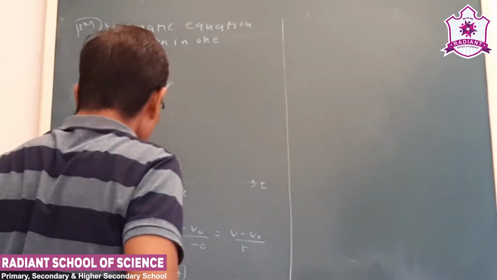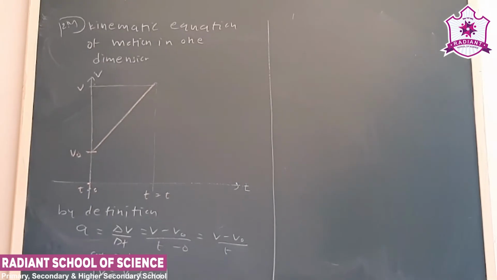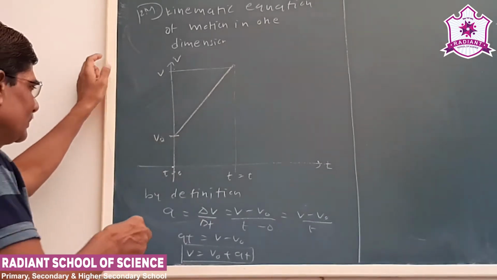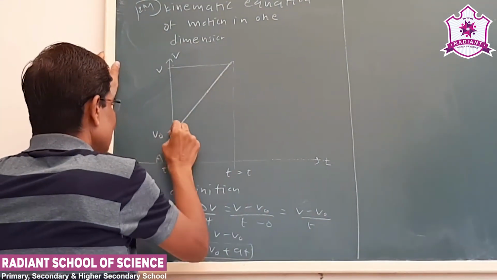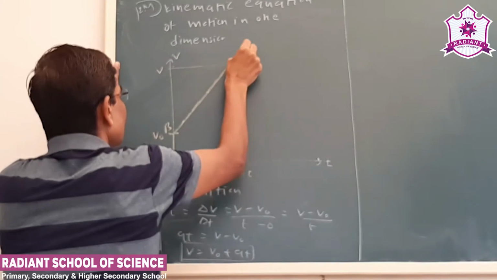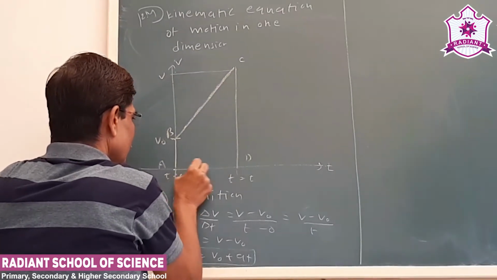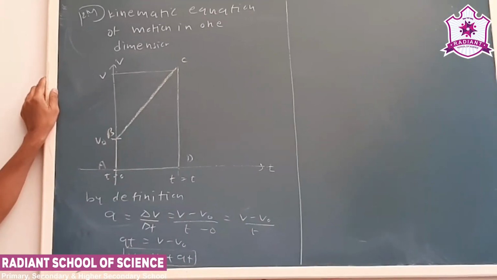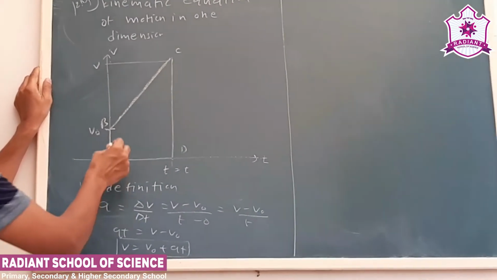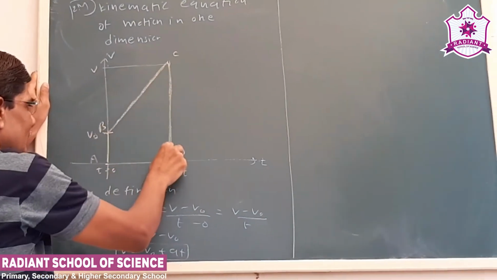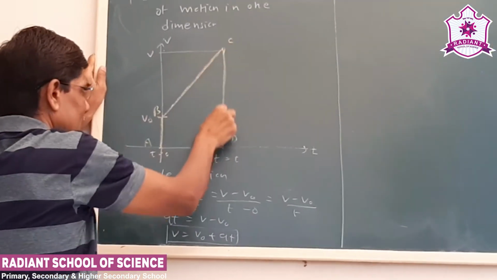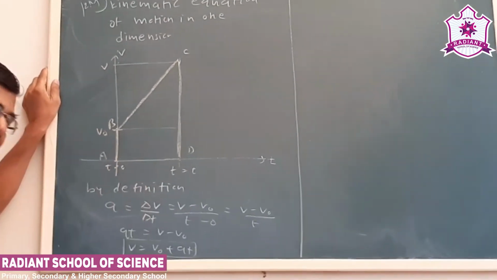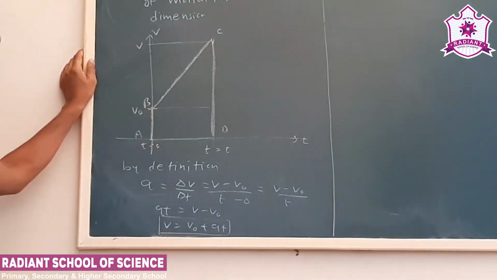Now, second, we have to find out displacement. We know the area of the velocity-time graph will give the value of the displacement. Now see, this figure is a trapezium. What is the property of a trapezium? It is a quadrilateral with one pair of parallel sides. We can also divide it into two parts, a rectangle and a triangle. That can be done too, but this will be very easy.